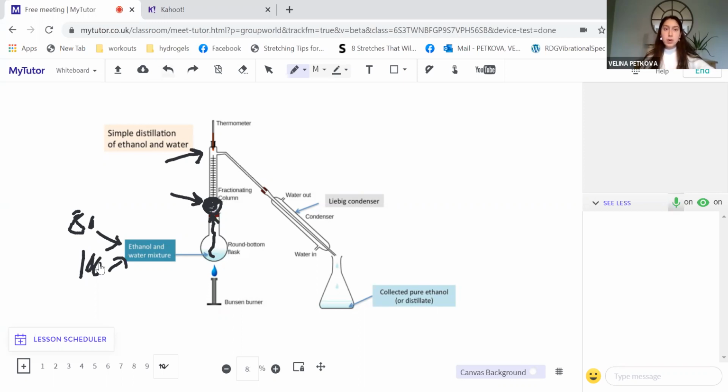So which has a higher boiling point, water or ethanol? As water has a boiling point of 100, it's going to condense somewhere at the bottom of the fractionating column and fall back in. However, as the ethanol has a lower boiling point, it's going to stay a vapor for longer and it's going to reach the top and go to be distilled off. Okay? Because at the top it's much cooler. So water is unable to go to the top.